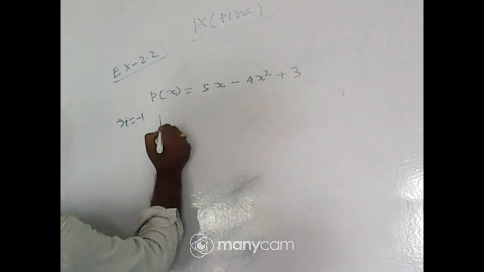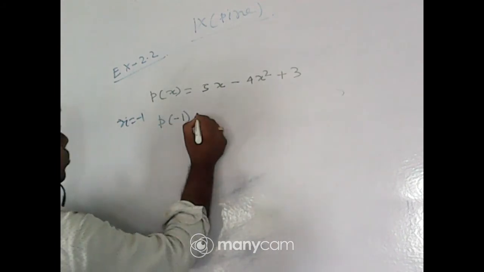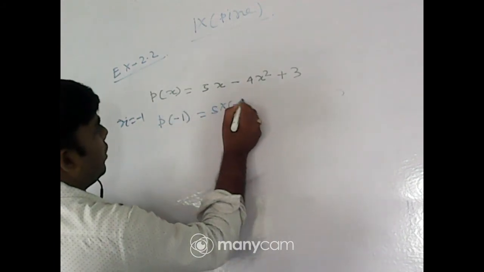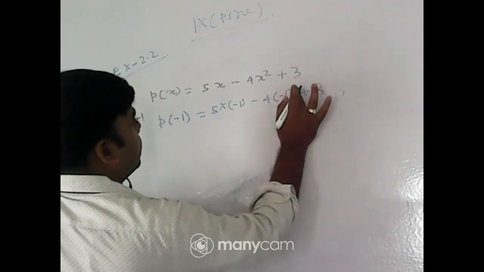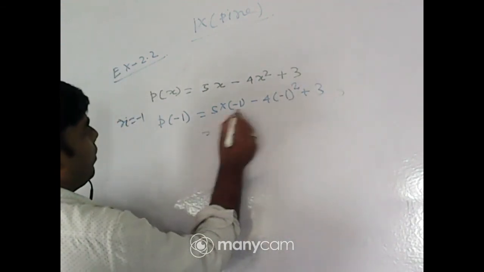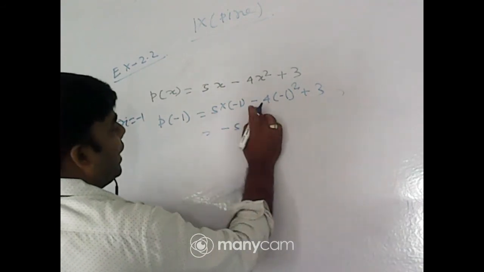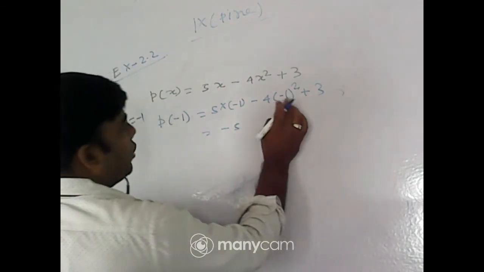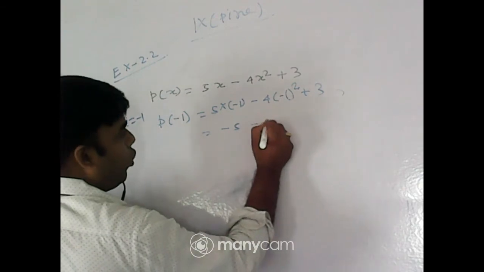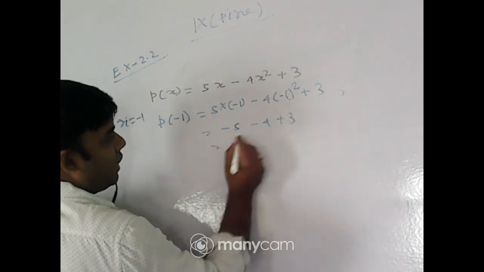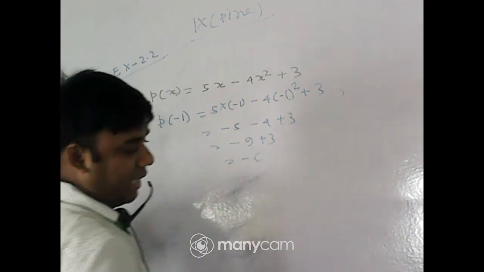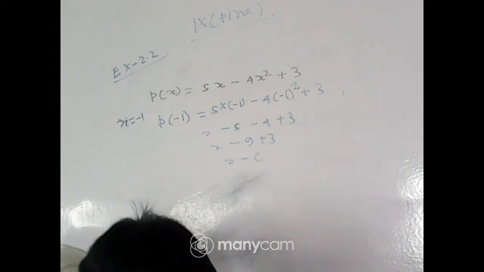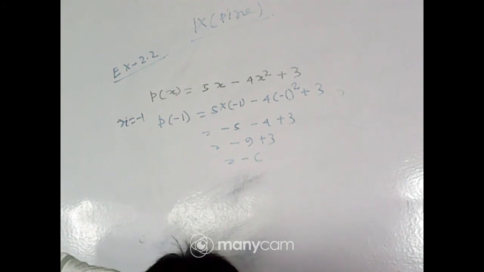So p of minus 1, that is 5 into minus 1 minus 4 into minus 1 square plus 3. So 5 into minus 1 is minus 5, minus 4 into minus 1 square, that is minus 1 square means 1, minus 4 plus 3. Minus 5 minus 4 is minus 9 plus 3, that is minus 6. Minus 6 is the answer. Jasmine, Sneha and Adri, very good.